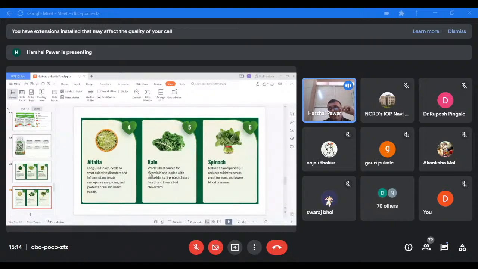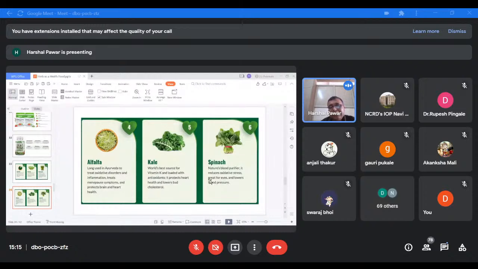Kale is rich in vitamin K, and it is again full with antioxidants, and it is good in lowering the cholesterol and maintaining the cardiovascular health. Spinach, I hope everybody must be knowing, has a very good blood purifier property. It is good, especially for reducing the oxidative stress. It is good for eyes, and it also helps in reducing the blood pressure, right?